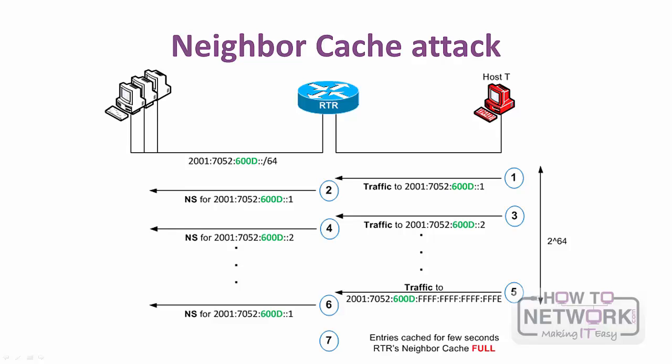Thus, if host T was fast enough and able to scan a large enough portion of the 2 to the 64 hosts within a few seconds, it could succeed at filling the R1 cache entry and cause a denial of service condition.